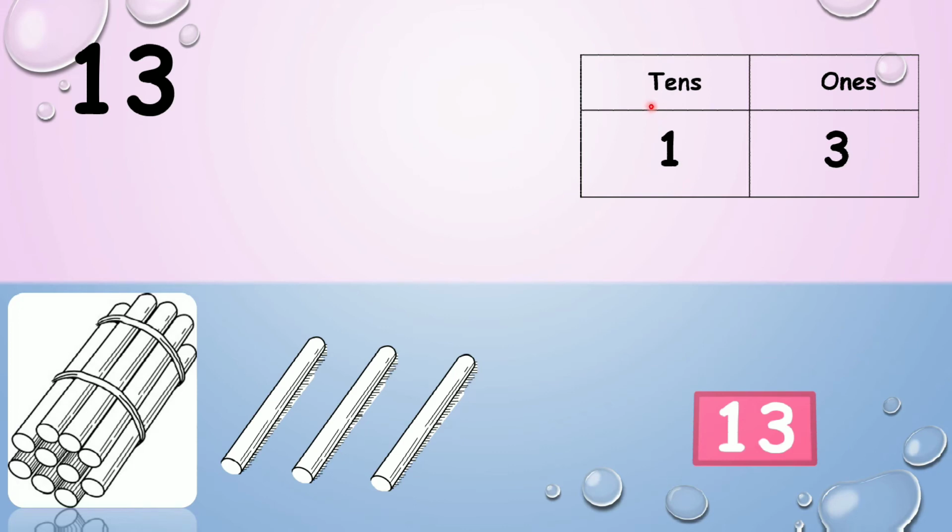When we look at this box on this side, we can see this column reads as tens, and this other column says ones. So 13 can be placed in place values of tens and ones. 1 will go in the place of tens, and 3 will go in the place of ones.